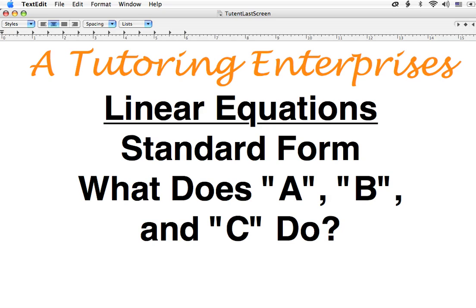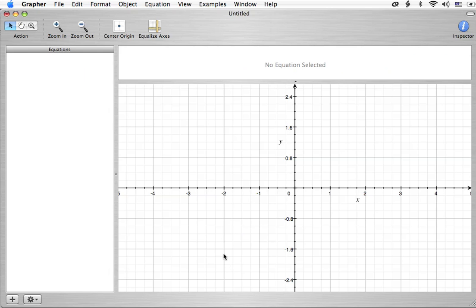Today I'd like to talk about linear equations, specifically the standard form, and what A, B, and C do. Alright, let's jump over to the graphing calculator and start to examine that.